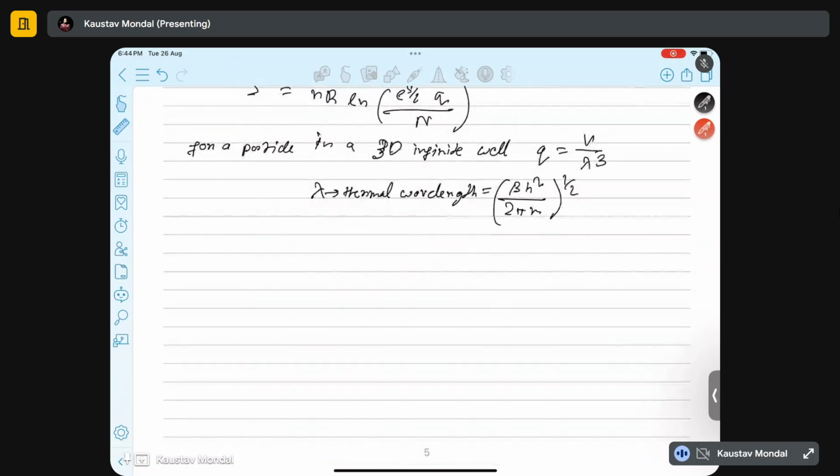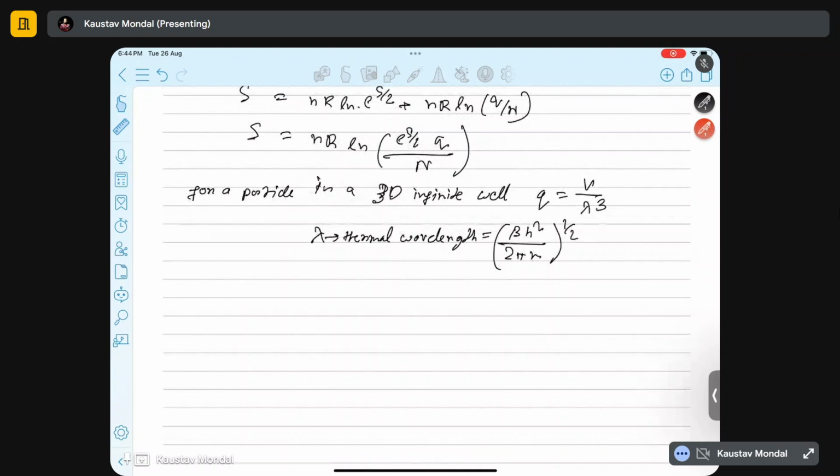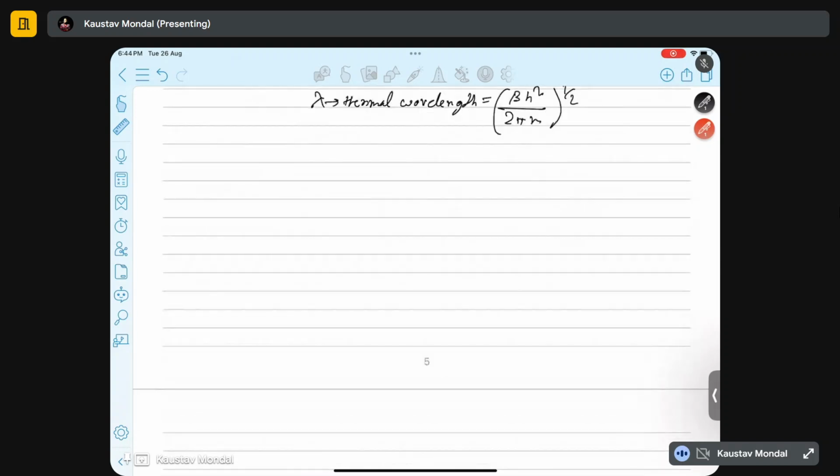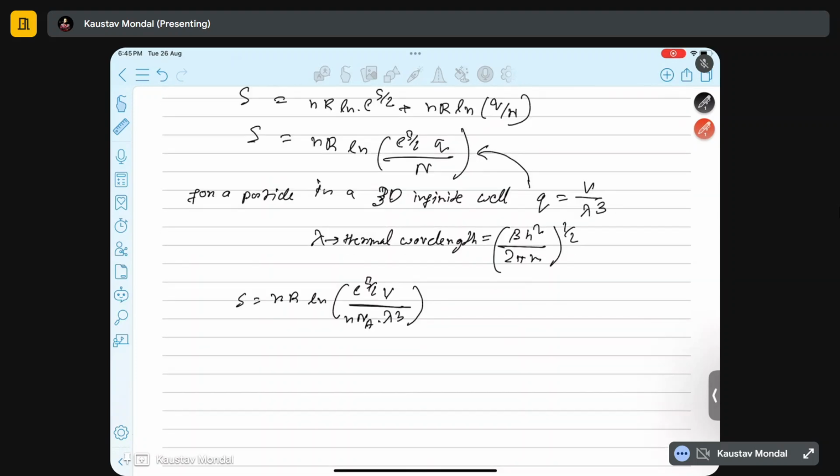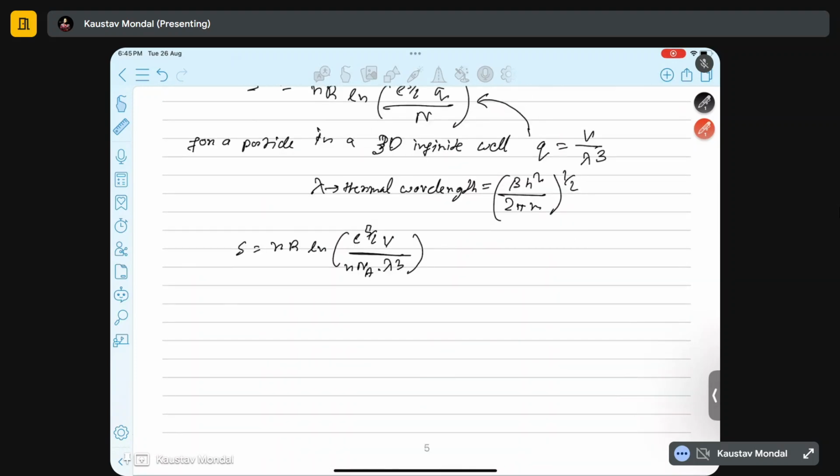So now if you substitute this 3D molecular partition function here, the entropy expression would look like this. It would be simply nR ln of e to the power 5 by 2 into V by N, where you can write the number of molecules as defined earlier with Na, into V by lambda cubed. V is coming from substituting with Q here. So this is the whole expression you are getting.